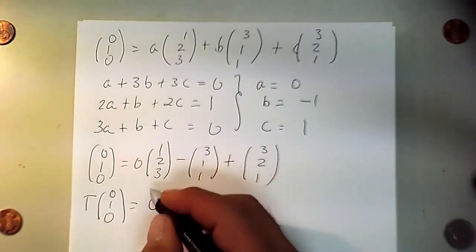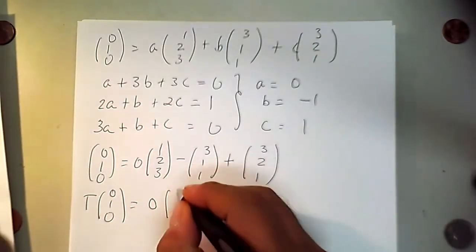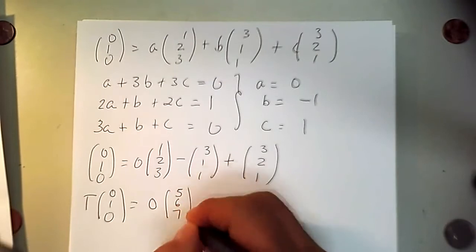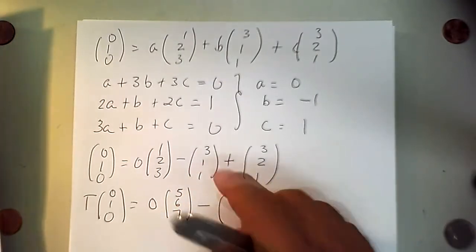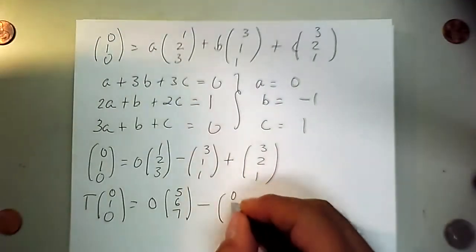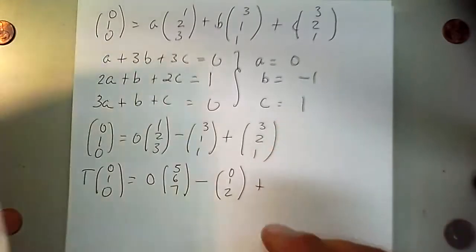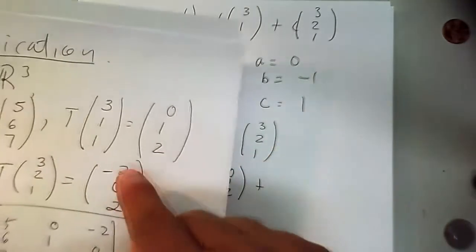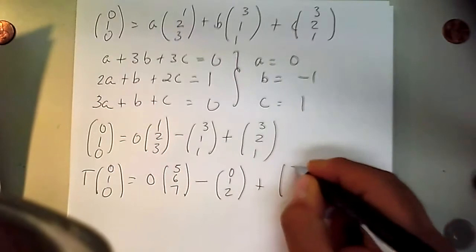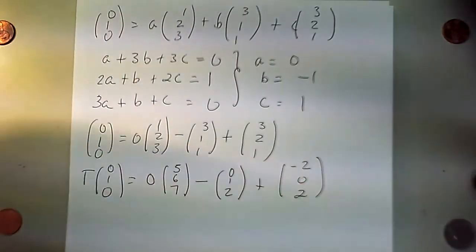And that means that T of 0, 1, 0 is going to be 0 times the transformation of 1, 2, 3, which is 5, 6, 7, minus the transformation of 3, 1, 1, which is 0, 1, 2, plus the transformation of 3, 2, 1, which is -2, 0, 2. Okay.